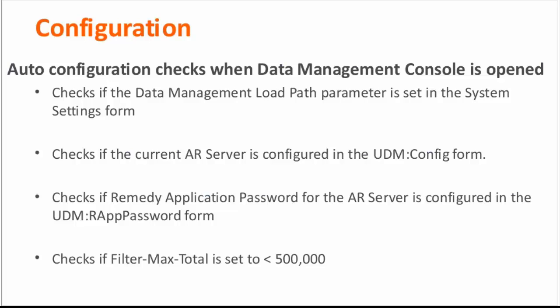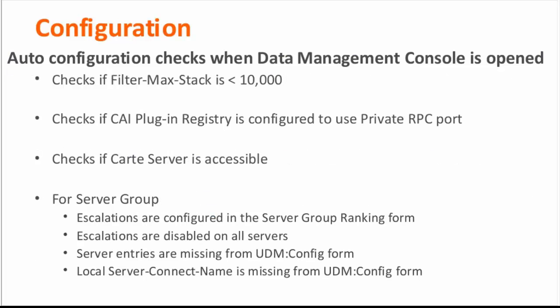It checks if the filter max total setting in the AR configuration is set to less than 500,000. It checks if the filter max stack setting in the AR configuration is set to less than 10,000. It checks if the CA plugin registry is configured to use a private queue. It checks if the Cartier server is accessible and running.